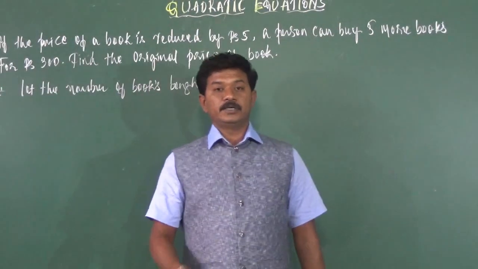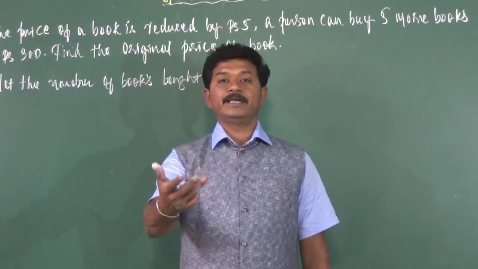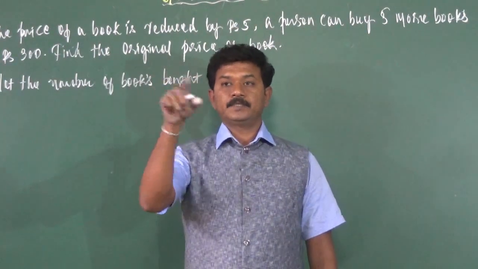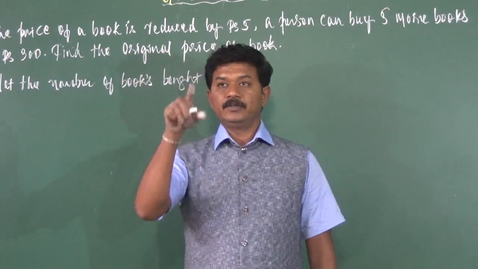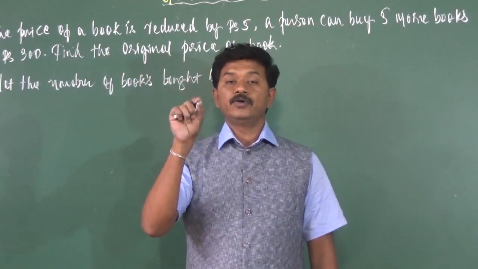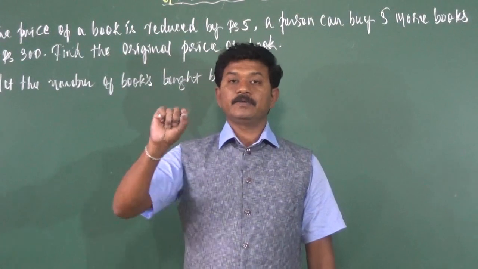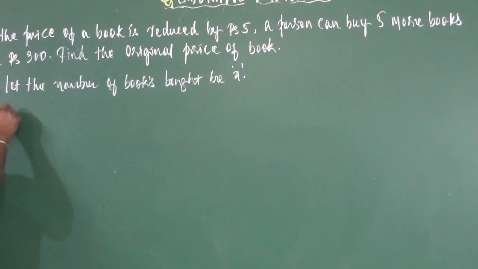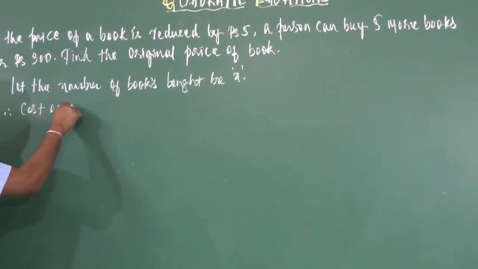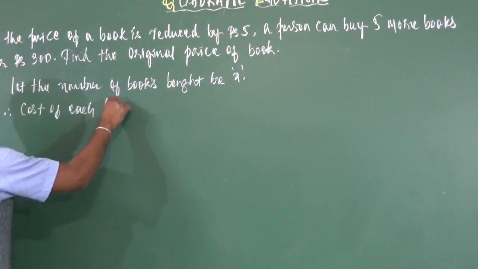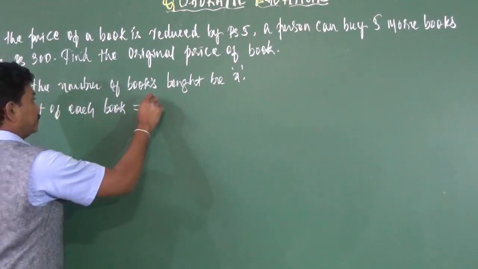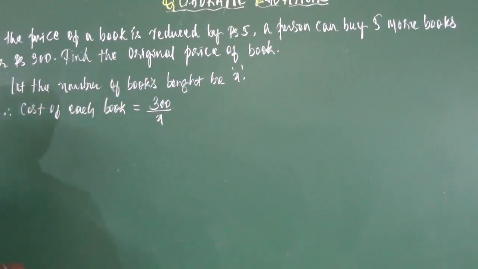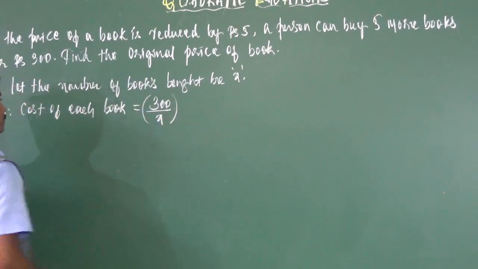Now, if the number of books bought is X, then what is the cost of each book? You are spending the whole amount of rupees 300 to buy X books. So what is the cost of each book? Very simple, 300 divided by X. When you divide the total amount by the number of books, you get the price of each book. So the cost of each book is equal to 300 by X. This is the cost.